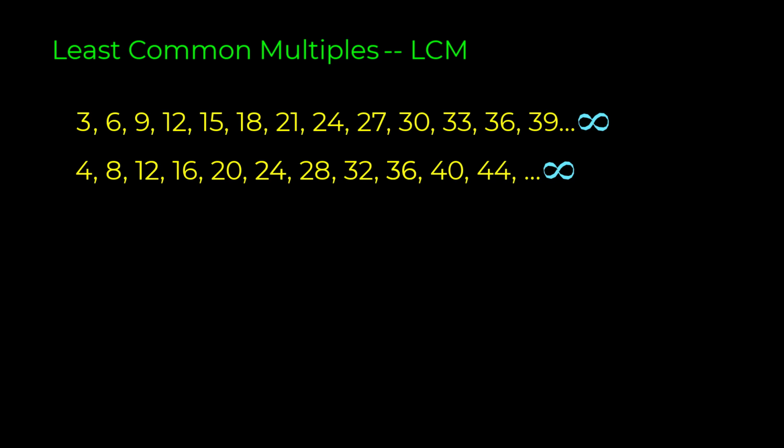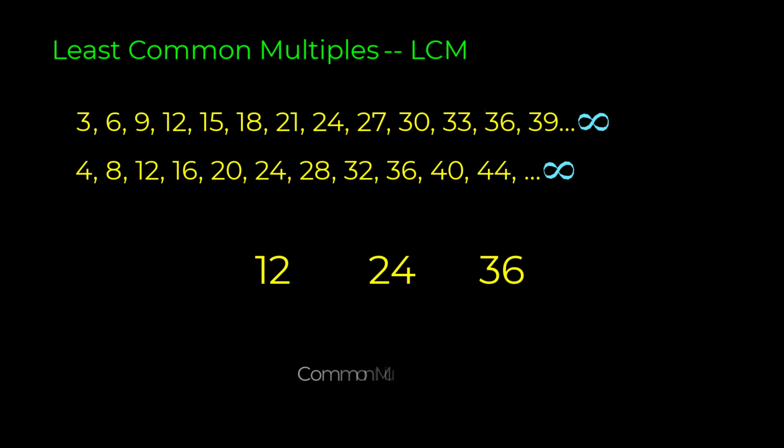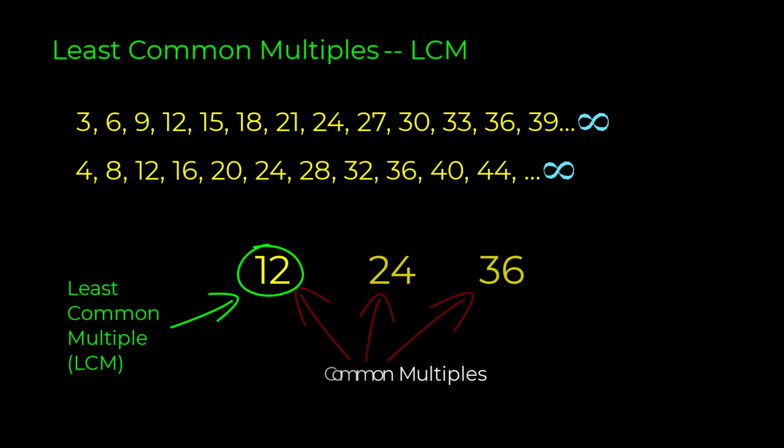If you look at these two series of multiples, you will notice that they share common numbers. In this case, the numbers they share are 12, 24, and 36. These are called common multiples of 3 and 4. And the smallest of them, 12, is called the least common multiple of 3 and 4. That's it in a nutshell.